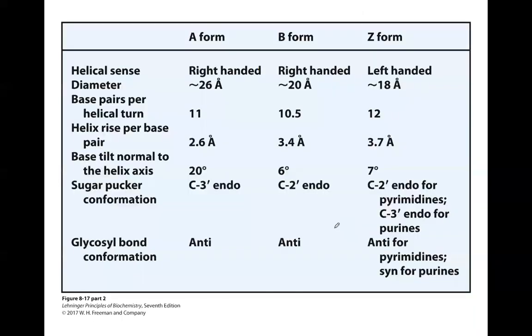And so here are some of the characteristics of each of these. So both A and B form are right-handed helices, and Z form is left-handed. Now diameters are different, and base pairs per helical turn are different. So B form, so last time we talked about, it's about 10.5 nucleotides per helical turn. So A form accommodates a bit more of these nucleotides per helical turn.